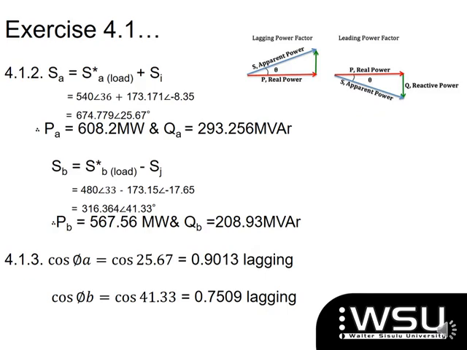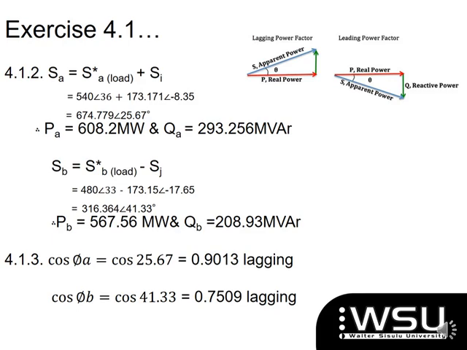Then if I go on to this one, I will be able to work out what my SA total is, which is really my SA load plus my SI that I just worked out. My SA load they gave to me, and I've just calculated the SI on the previous slide. I can get the total for SA, and I can always put that into PA and QA.